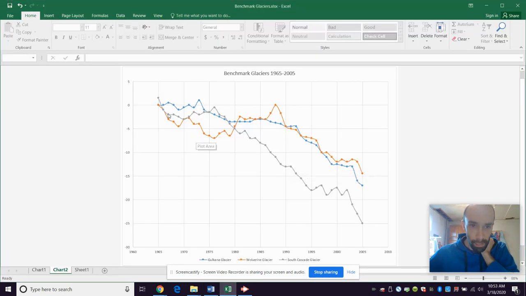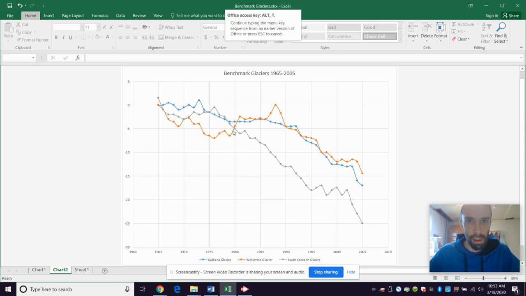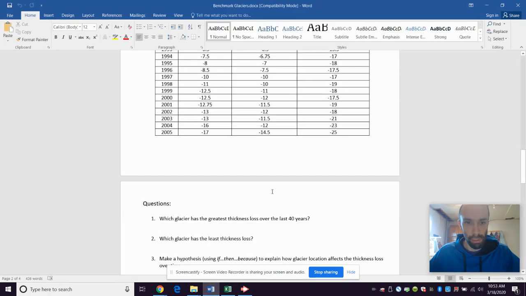So as you can see, the orange here is the Wolverine Glacier. Let me get my pointer back. Hold on one second. And that glacier, the orange one, is obviously the Wolverine Glacier, and it's going down, down, down very slowly. Okay, and then the blue glacier, that's the Gulkana Glacier up in Alaska, and again, it's dropping. And then you can see here the gray one. That gray one is the South Cascade Glacier, and that one has dropped the most. And you could make some guesses as to why that might be. Now, just going back to here.